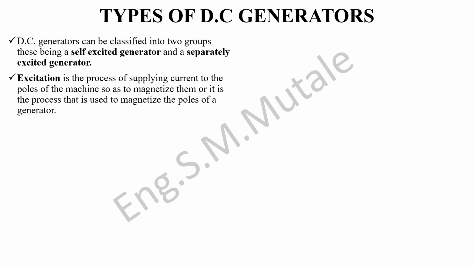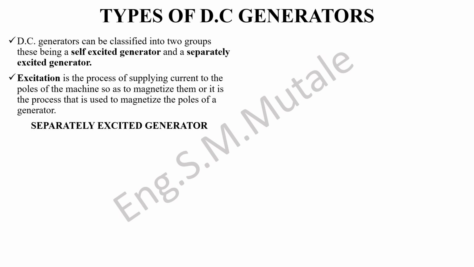What is excitation? Excitation, by definition, is the process of supplying current to the poles of a machine so as to magnetize them. It can be done in two ways. You can either bring in an auxiliary exciter, which makes it a separately excited generator, or a machine can excite itself. That one is called self-excitation. As I said, we'll be looking at separately excited generators in this presentation.